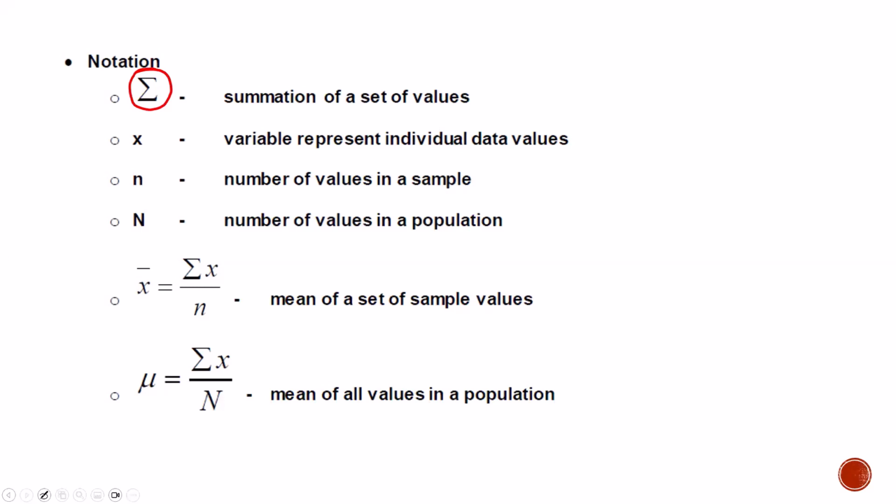X represents individual data values. Notice there's a lowercase n and an uppercase N. This is just to help us clarify how to do a couple of things. We'll talk more about this later. Lowercase n is the number if I collect a sample, so that's how big my sample is. Uppercase N is how big the population is.